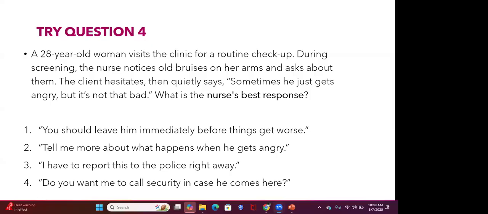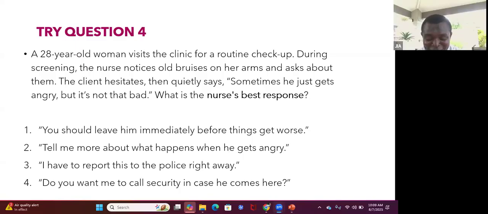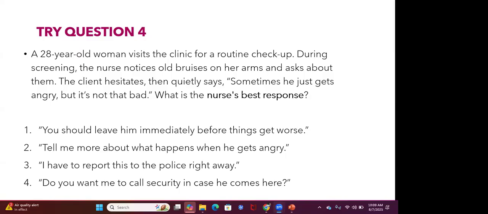So I'll go in for option 2. Tell me more about what happens when he gets angry. This option is open-ended and is going to give you more information about what the client is going through. So I'll go in for that one. Okay. That's very simple and short. Stashila, thank you. It was the same thing I was going to say. It is open-ended, and it makes you explore more about the patient, what the patient is going through.